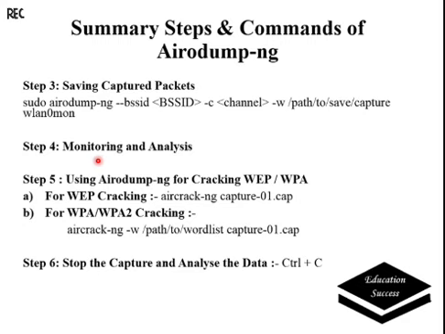We can list out all the nearby networks, their BSSIDs, their channel numbers and their encryption types. If we want to crack the password for WEP, we can use the command aircrack-ng capture-01.cap, or if it is WPA, we can use the command aircrack-ng -w path to word list capture-01.cap. Here we are using a dictionary attack. Once we have completed this, we can stop the process by pressing Ctrl+C.